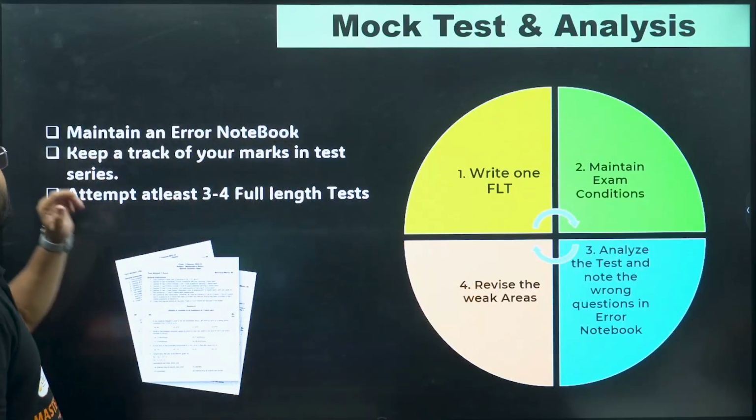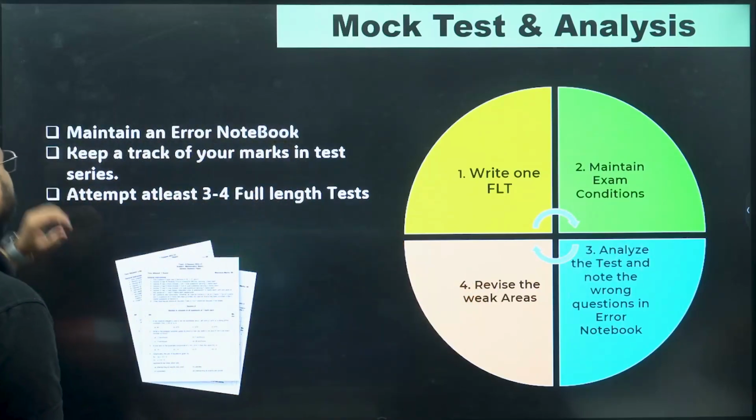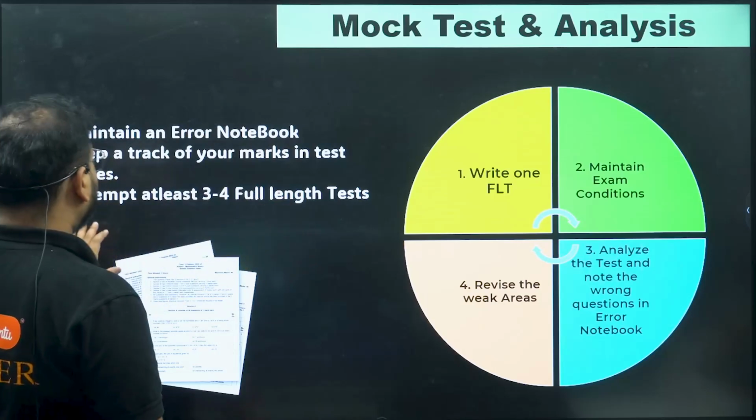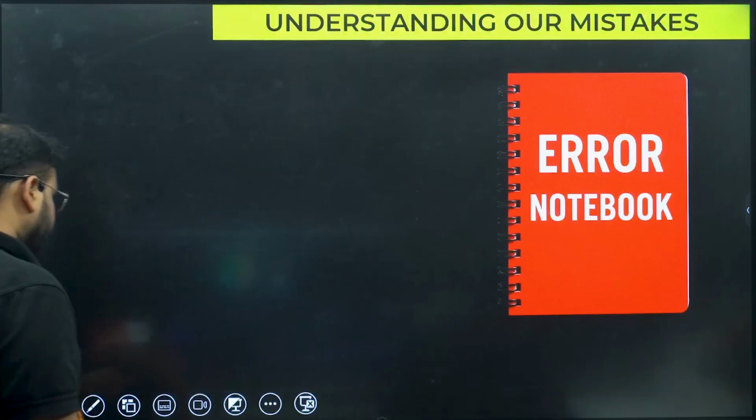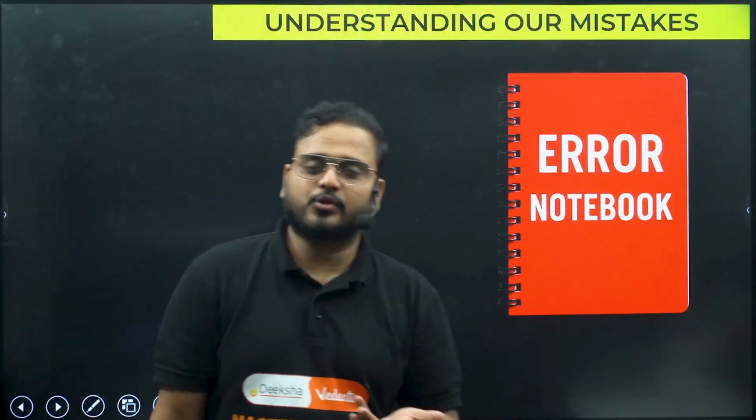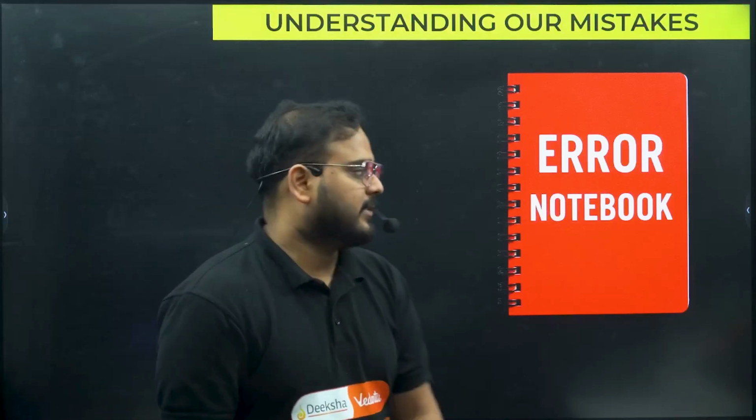Maintain an error notebook. Keep a track of your marks in test series. Attempt at least 3 to 4 full-length tests that you have. I hope you've taken the crash course of Comet K, so you can attempt from there.